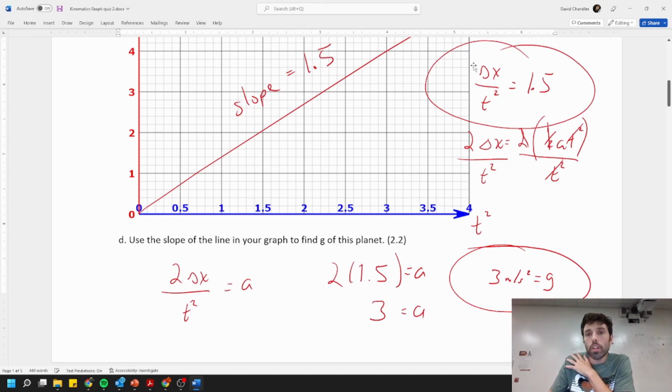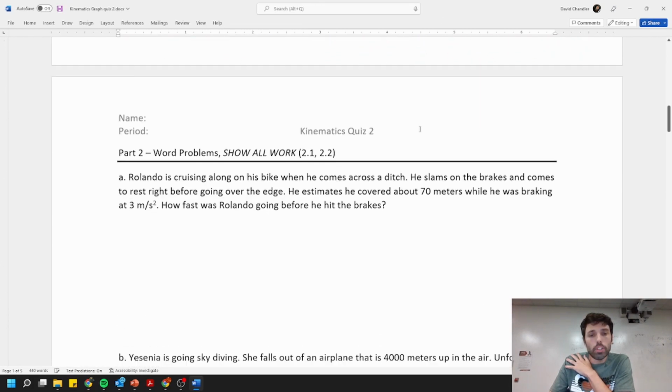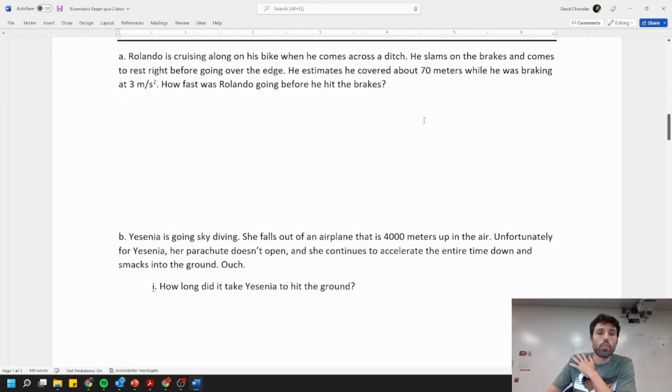Okay, moving on to the next section. Part 2 of the word problems. So Rolando is cruising along on his bike when he comes to a ditch. He slams on the brakes and comes to a rest before going over the edge. If he slams on the brakes and comes to a rest, that means that our final velocity is 0, because he slowed down and stopped, right? He estimates he covered about 70 meters while he was braking. Meters, that's displacement, so my delta x is going to be 70 meters.